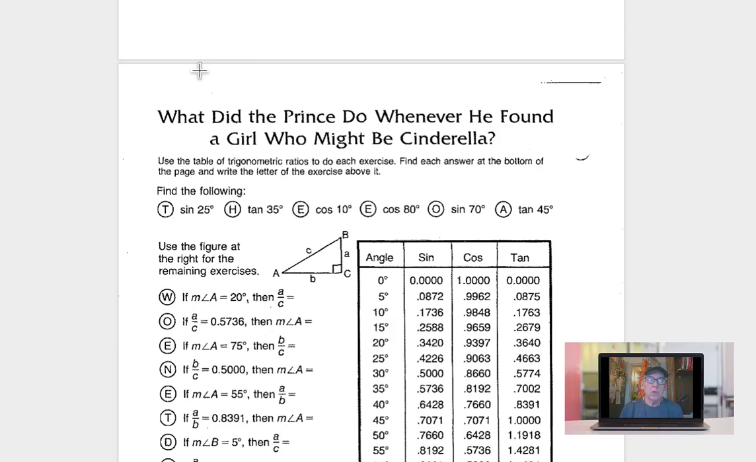Remember, we have SOHCAHTOA. I like to write it like this: S O over H, C A over H, T O over A. Sine is opposite over hypotenuse, cosine adjacent over hypotenuse, tangent opposite over adjacent. When we have a right triangle, the hypotenuse is always the first thing defined. It's got to be the side opposite the right angle.